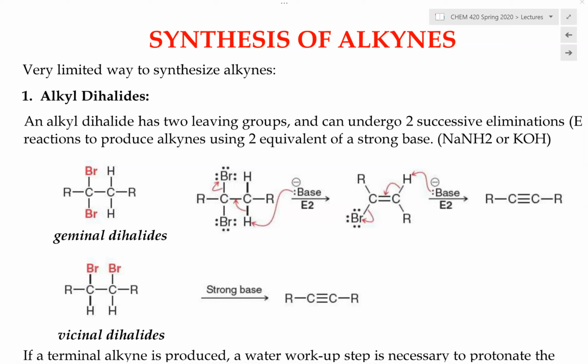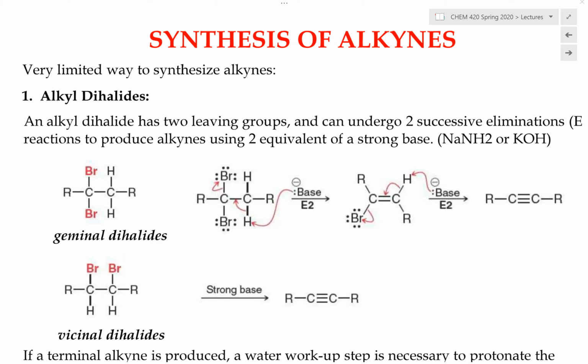Hi guys, so in this lecture video, we will be going over the synthesis of alkynes. So how do we make our alkynes? Unfortunately, there's actually a very limited way how we can make the alkynes. And we have seen already before that the alkyne consists of two pi bonds in it, right?